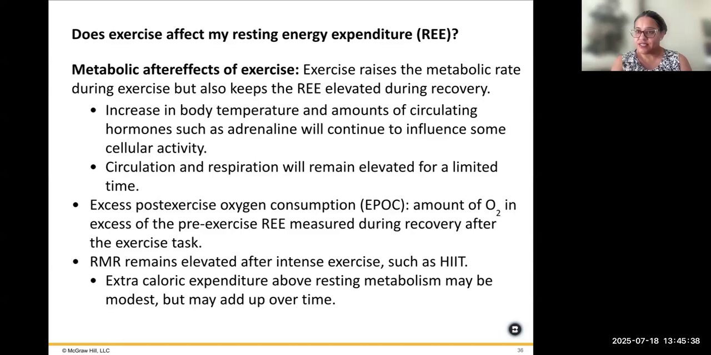It's the same for your internal body cells as well. Circulation and respiration will remain elevated for a limited time. Excess post-exercise oxygen consumption, or EPOC, is the amount of oxygen in excess of the pre-exercise REE measured during recovery after the exercise task. The RMR remains elevated after intense exercise, such as a HIIT workout, high-intensity interval training. Extra caloric expenditure above resting metabolism may be modest, but may add up over time.